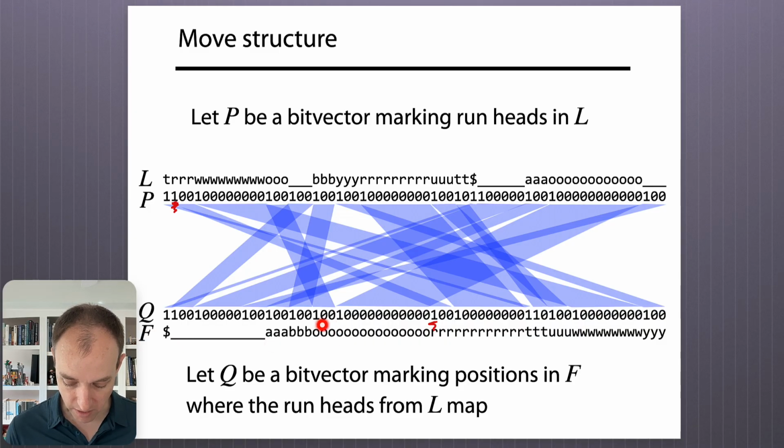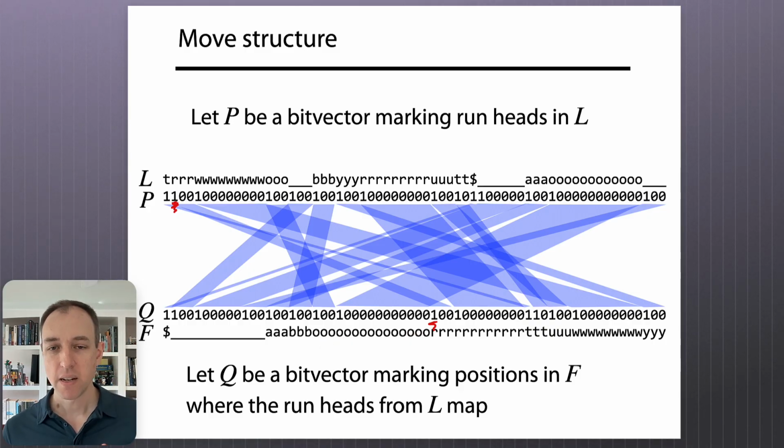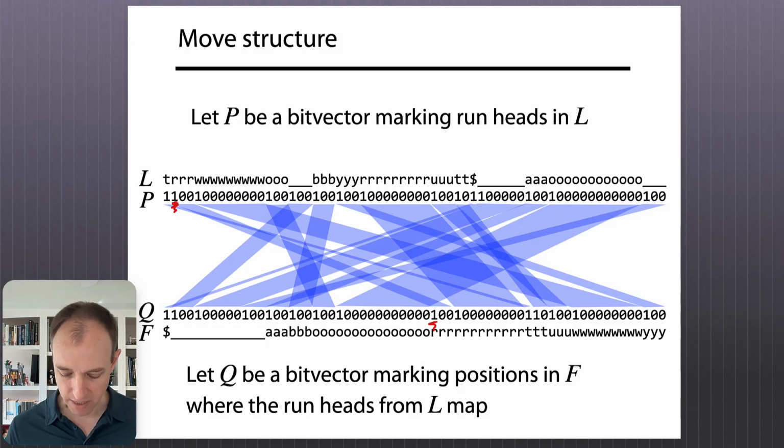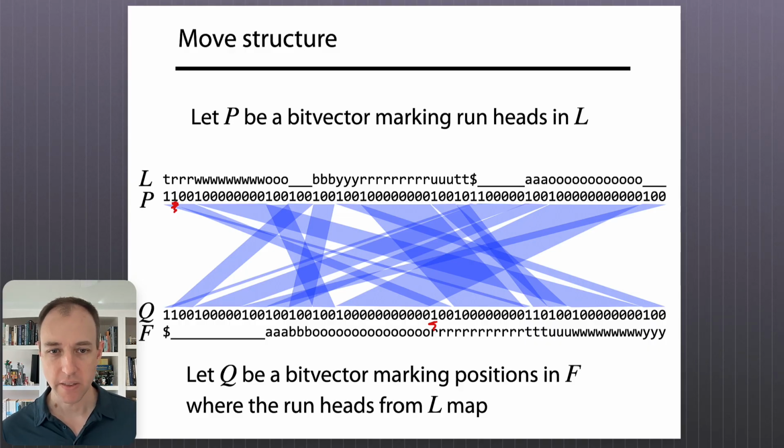Like these ones here are not, well, okay, sorry. This run here is not a run head with respect to this run of O's in F, right? So just remember, it's marking not the run heads in F, it's marking the image of the run heads in L, right? So it's taking the ones in the P bit vector, pushing them through the permutation, and then marking them at their destination. Okay? So P and Q are bit vectors, and I think it should be very clear. P and Q have R set bits each, right? Because for every run, we're setting 1 bit.